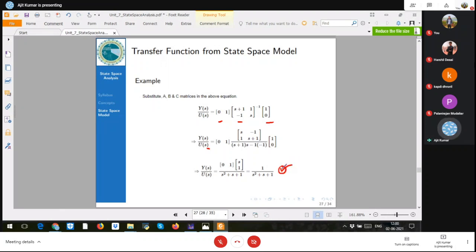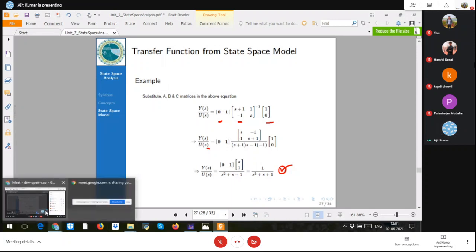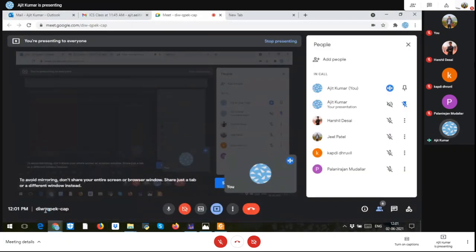So now I would like to check your concepts of what we have studied earlier. In this transfer function, which is 1 by s squared plus s plus 1, how many poles and how many zeros do we have? Anyone? Because this is something we have covered in classical control systems long back. Okay.